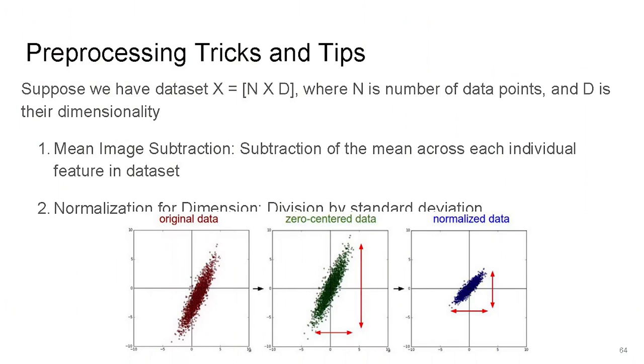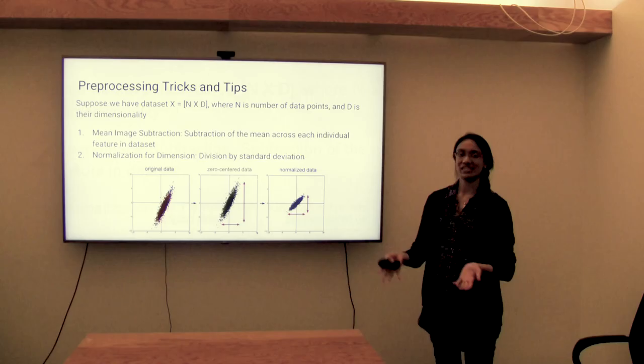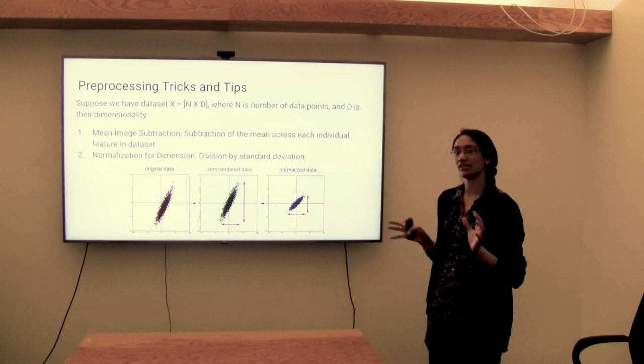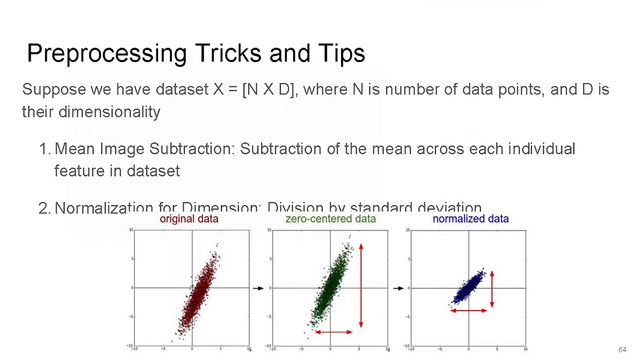Okay. So now that Henry's given us an overview of the entire architecture of a CNN, I'm going to quickly spend some time talking about standard pre-processing tricks and tips that people might use on the image data set before they feed it through a neural net to classify the images. Suppose we have a data set X with n data points, and each point has dimensionality d, so they have d features per point.